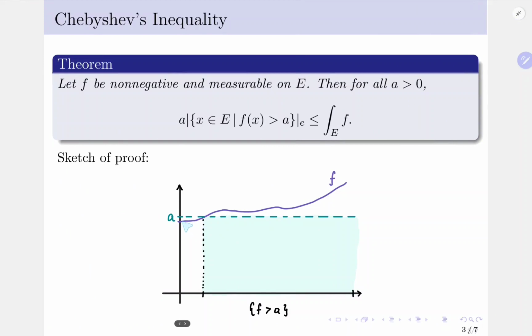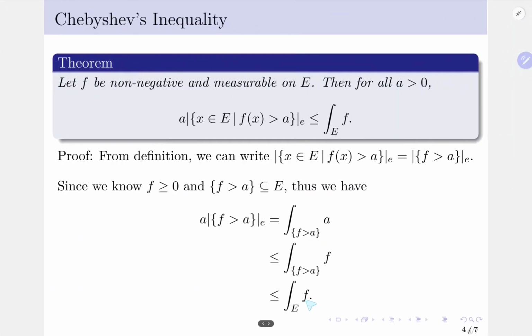The area under f, if we just consider the set where f is larger than a, is just from this point onwards. But if we consider all of E, then it will include all the points which are not in the set where f is larger than a too. So it will definitely be larger than or equal to the previous one. And this ends our proof of the Chebyshev inequality. Where are these inequalities useful? We can see that they can be used in some other important theorems.